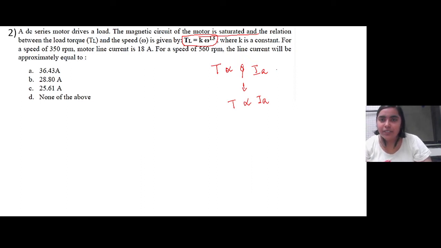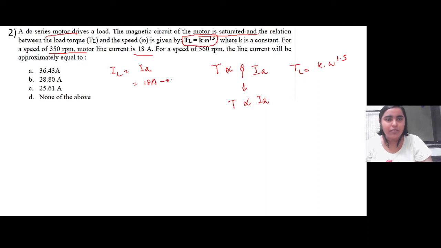The other equation we have is TL is equal to K into omega to the power 1.5. Now it is given that for a speed of 350 rpm, the motor line current is 18 ampere. In case of a series motor, the line current is equal to the armature current, which is 18 ampere for a speed of 350 rpm. Now for a speed of 560 rpm, what will be the line current?